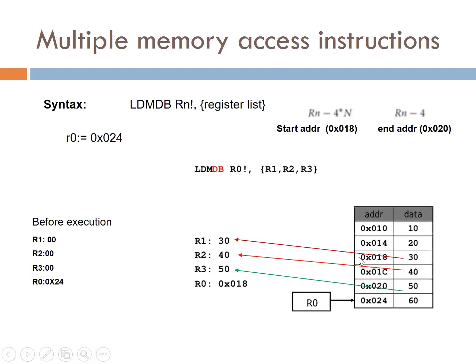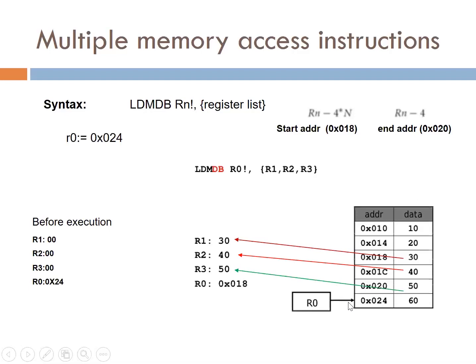Now you have found the starting address and ending address. So let us mark this. This 0x018 will be the starting address. 0x020 will be the ending address. That means these many memory blocks will be moved to the registers R1, R2, R3. But where is the memory pointer pointing to? It is pointing to the address 0x024. Now the operation has to start from this address itself. What is the suffix? Load memory decrement before.